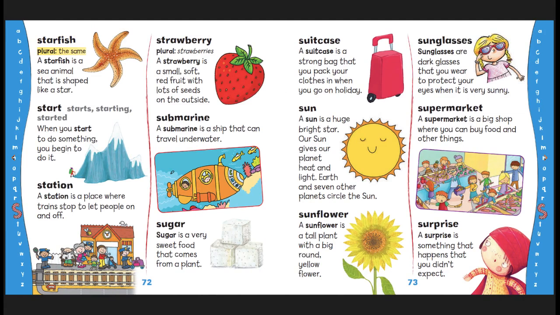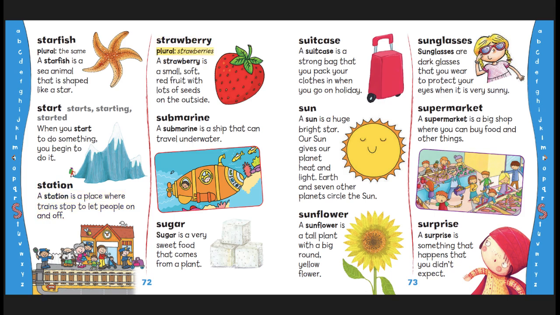Starfish. Plural, the same. A starfish is a sea animal that is shaped like a star. Start, starts, starting, started. When you start to do something, you begin to do it. Station. A station is a place where trains stop to let people on and off.